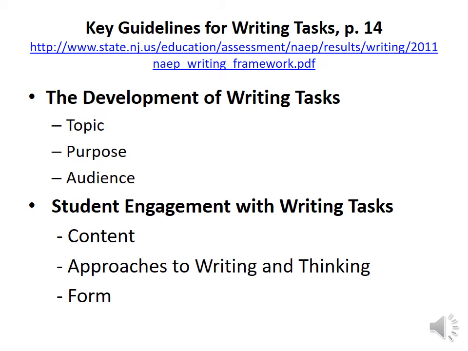Key guidelines for writing tasks are shown on page 14 of the NAEP document, and they're divided into two different categories. The first one is the development of writing tasks, and as it's explained on the chart that's on page 14, they address the topics as the topics will address real, authentic experiences, and then it goes on with some other options for the topic. The purpose will be clearly stated, and the audience will be specified and familiar. And so those are things that they're looking for within the topic, the purpose, and the audience.